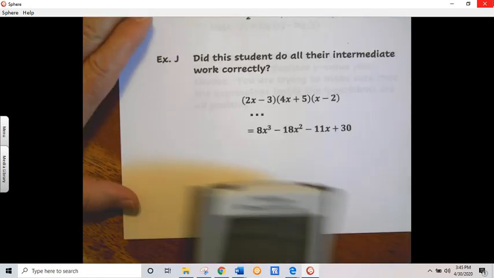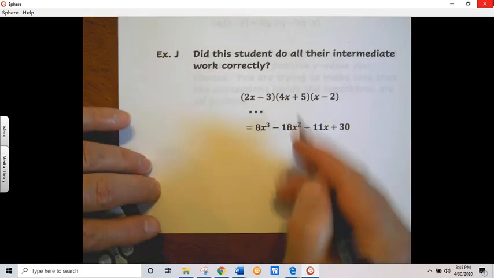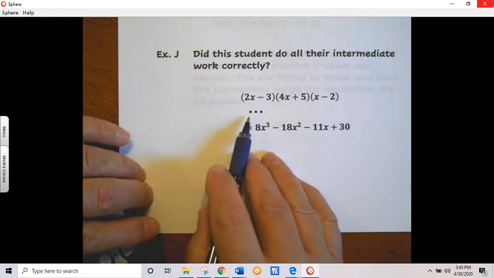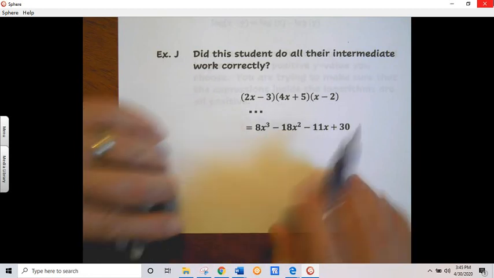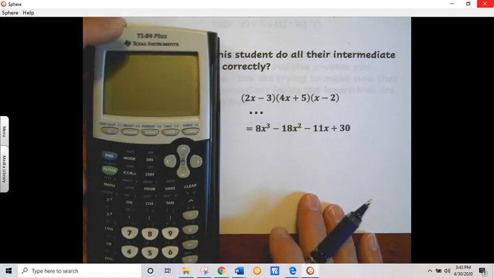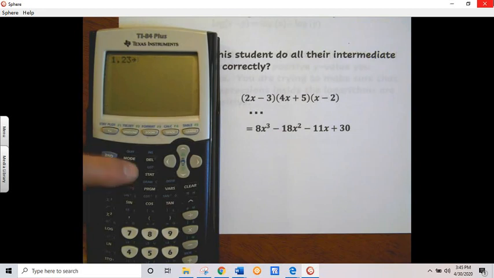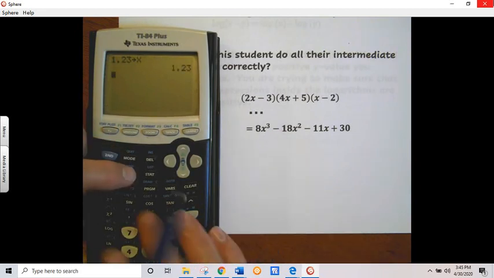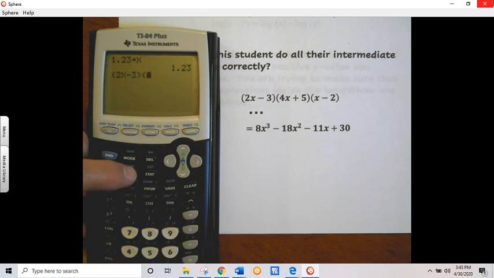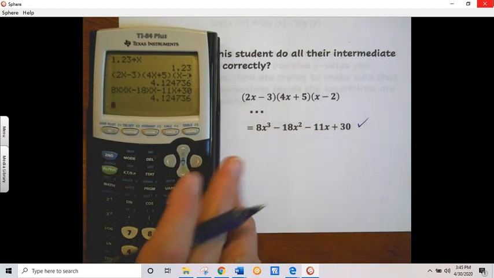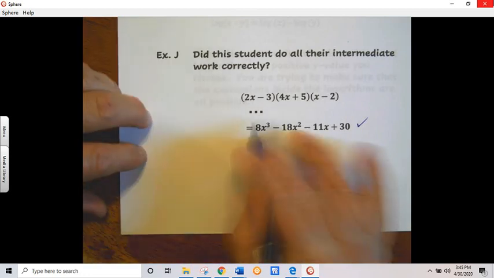Okay, so this student did a lot of work to get from here to here. I'm choosing not to show you all the middle steps here, but what I'm going to do is check it. So I'll type 1.23. You guys can use a different number if you prefer. And I'm going to type the original problem. There's that one. And now I'll type this one here, x cubed minus 18x squared minus 11x plus 30. And we know that all that work, and there would have been, I don't know, 4 or 5 lines of work in there, was all done correctly.